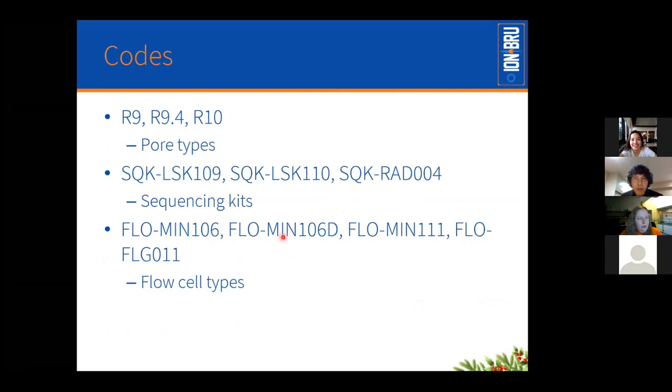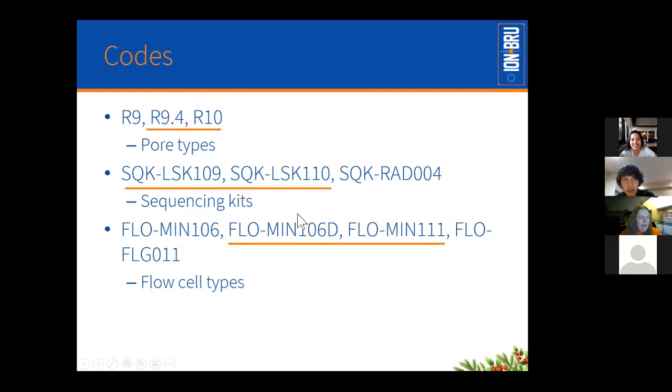And then the FLO-MIN are the IDs for the flow cells. And this is where the confusion comes from, because the flow cell number and the R number are often used interchangeably. And you can use them interchangeably because there's a different pore in each of these flow cells. The only thing is that for this one, the FLG, that is for the Flongle. So the different flow cells for the different platforms use the same pores. So that's the only time that it's not really interchangeable. But yeah, these codes can be a bit confusing. Don't worry about them too much.